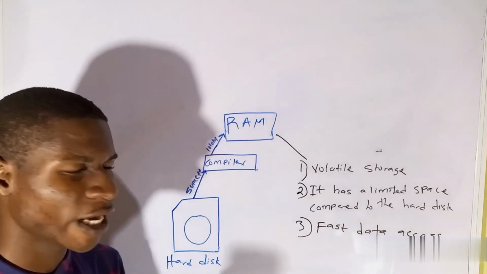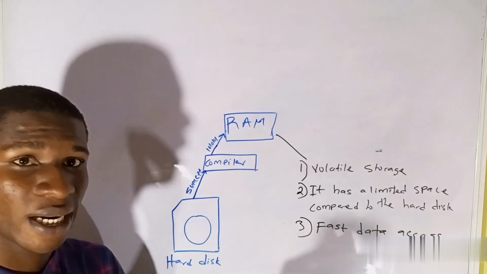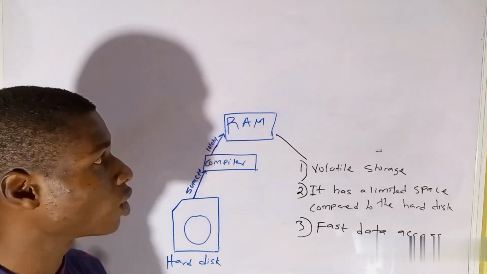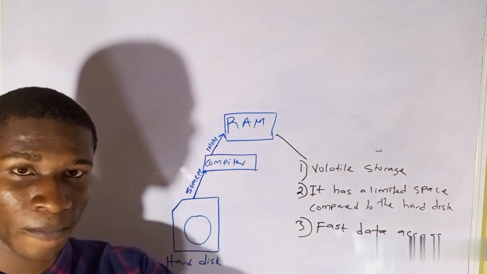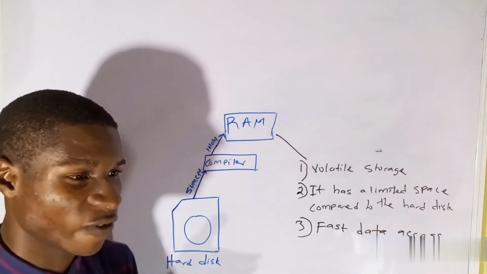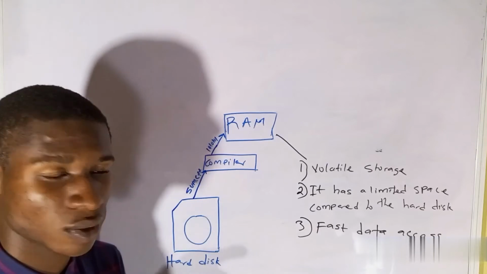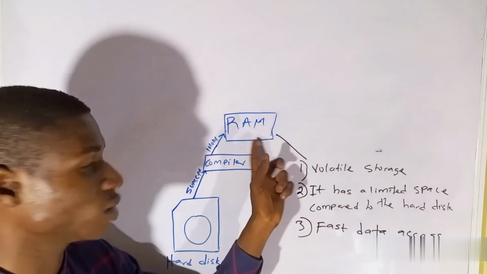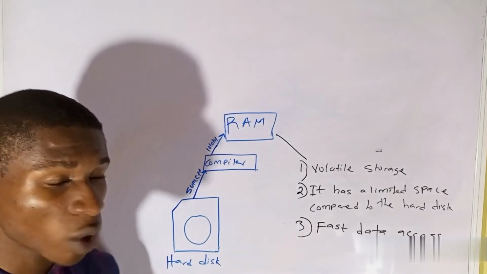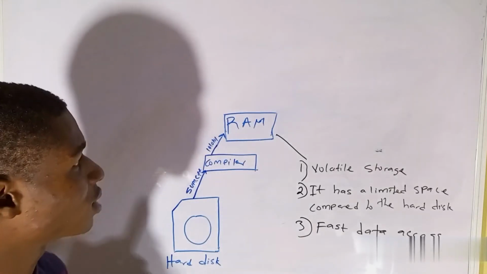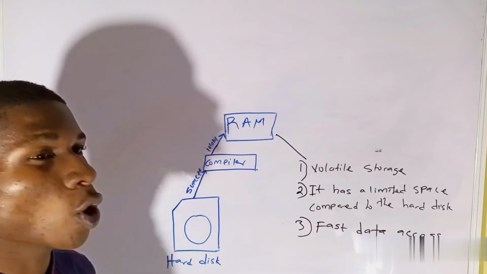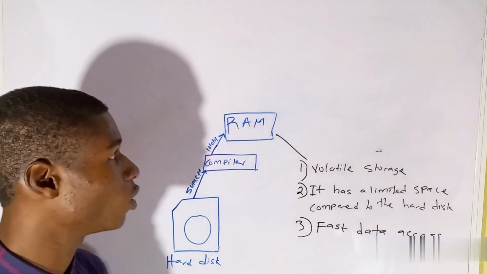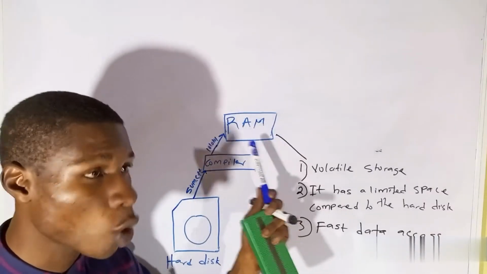Think of this as a man sitting on the desk and the man has files in front of him. The man sitting on the desk is working on the files that are on the desk. So the files on the desk are like the data stored in the RAM, and the man that is working on those files is another device called the CPU. So the CPU is the one in charge of the execution of the program stored in the RAM.